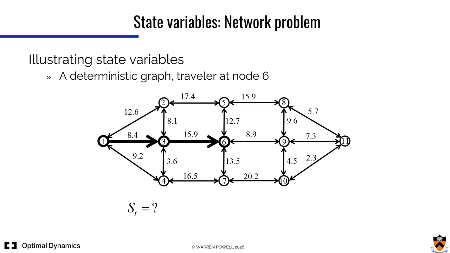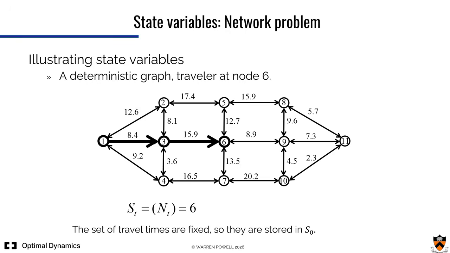Now, all the travel times are constant and known. The graph is known. Okay, I'll give everybody a few seconds. And ta-da! Yes, the state is node 6. Nothing complicated. Every shortest path algorithm uses this as the state variable. All the travel times and the structure of the graph are in S_0 because they're not changing over time. I have a static graph.